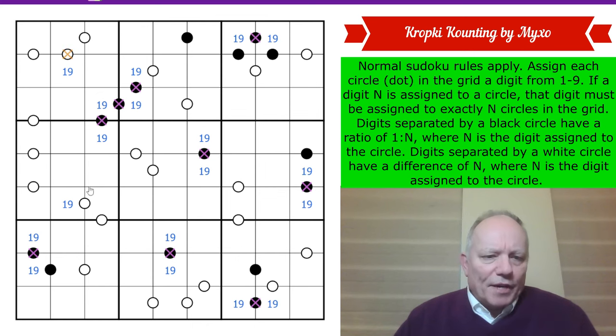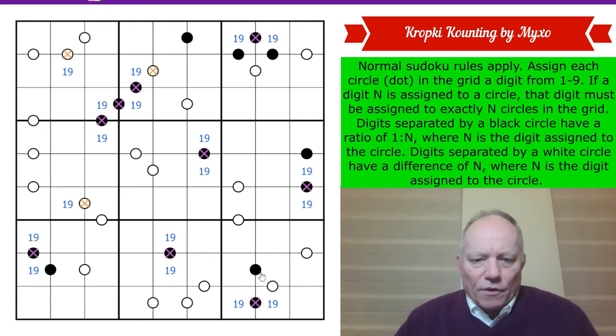Okay, I'm going to give them an orange X. And I'm doing that for anything which has already got a 1 or a 9 on a white dot. And there seem to be four of them. Can't find any others. So those four circles could be assigned the value of 7.